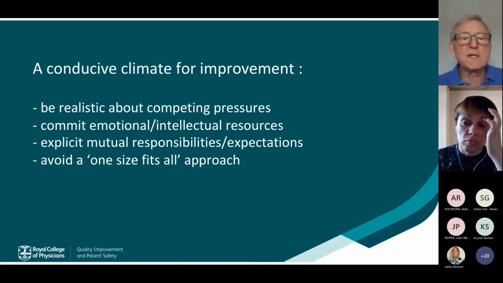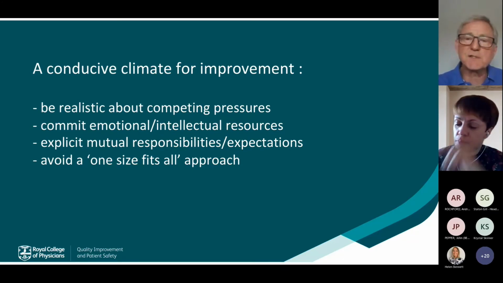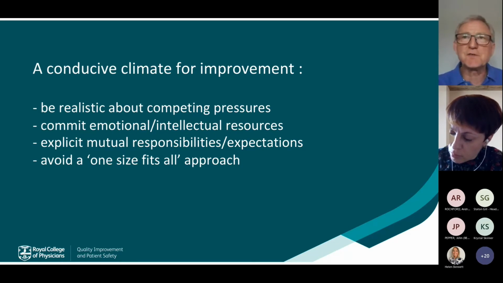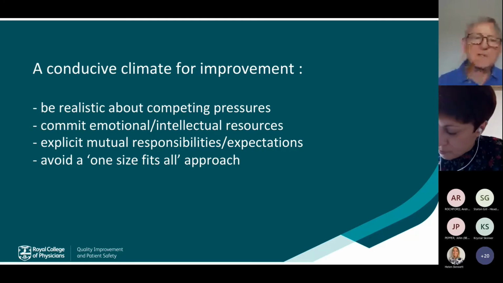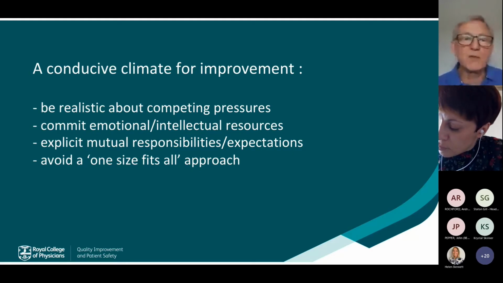But that's not a one-way street. You actually need to make explicit that there are expectations and responsibilities on both sides. It isn't all about, well, the ward staff will have to do this, etc. It's about setting out some sensible parameters about what we think we can achieve and who's going to do what, and when are we going to report back on that.